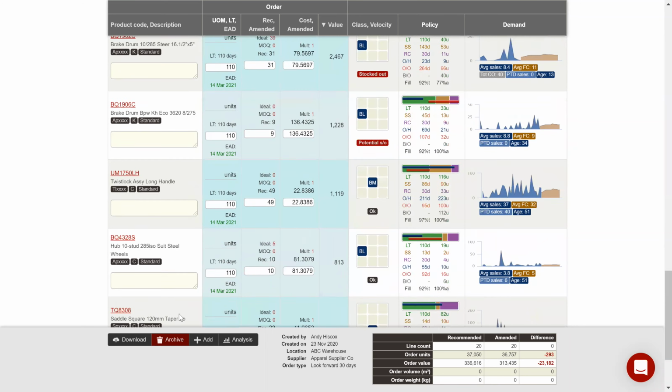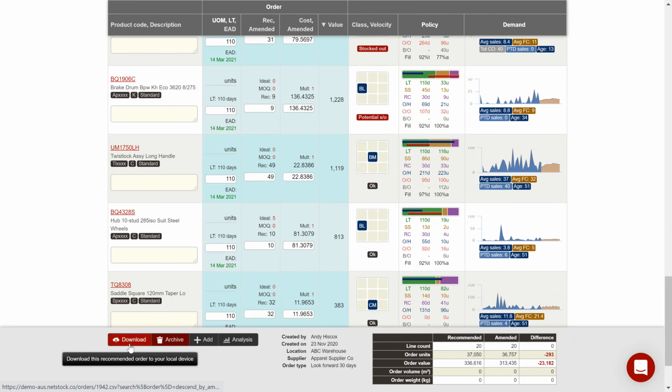And if you're then happy with it, you click that button. It'll create an actual order and send that back to your ERP system and create the actual purchase order. Works exactly the same way in terms of works orders and transfers in terms of a distribution structure.